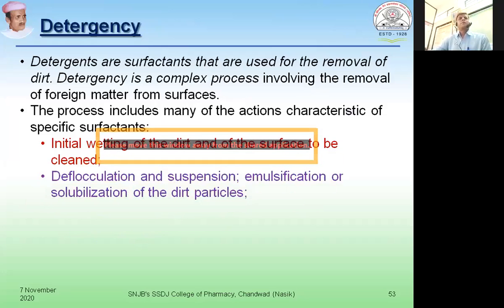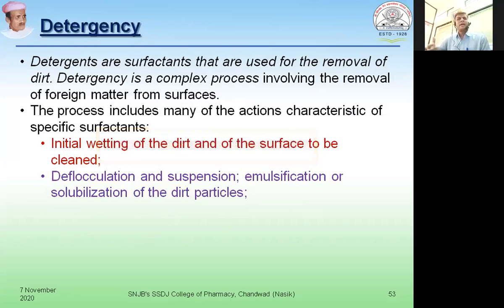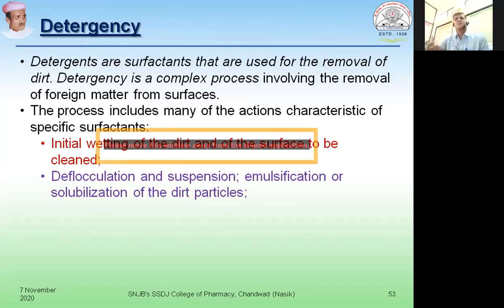Then whatever dirt particles or dirt material is there, it will be suspended or emulsified. That suspension or deflocculation of the material, or say emulsification if it is oily or greasy material, with the aqueous surfactant solution will lead to emulsification or solubilization of the dirt particle.